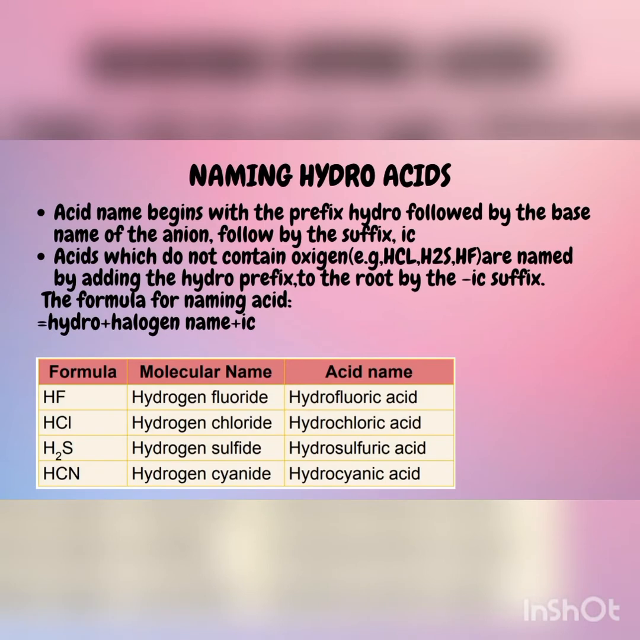For naming hydroacids, the acid name begins with the prefix hydro followed by the base name of the anion, followed by the suffix -ic. Acids which do not contain oxygen like HCl, H2S and HF, are named by adding the hydro prefix to the root with the -ic suffix. Formula for naming acids: hydro plus halogen name plus -ic.